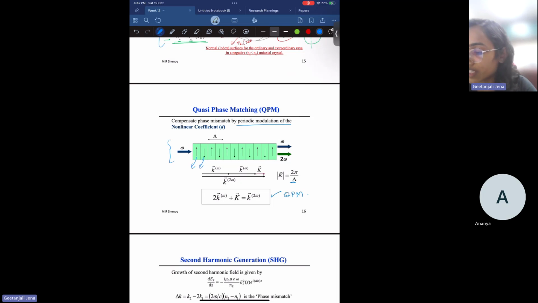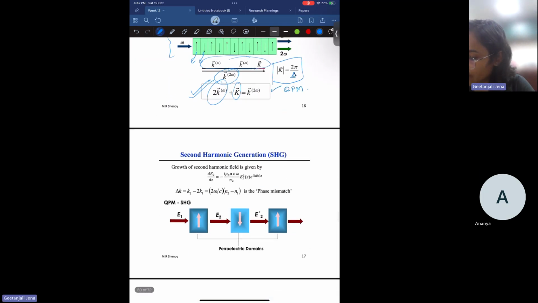And using this periodic modulation, you can match the phase between the phase velocity of frequency omega and the phase velocity of frequency 2 omega. And what is the condition? This is the phase matching condition in the case of quasi-phase matching. That is, 2 times k at omega plus the grating wave vector K, which is 2 pi by lambda, equals k at 2 omega. Okay.